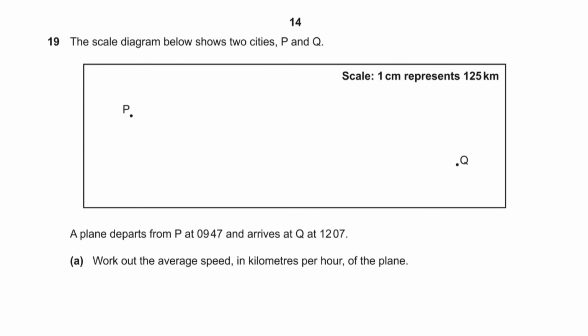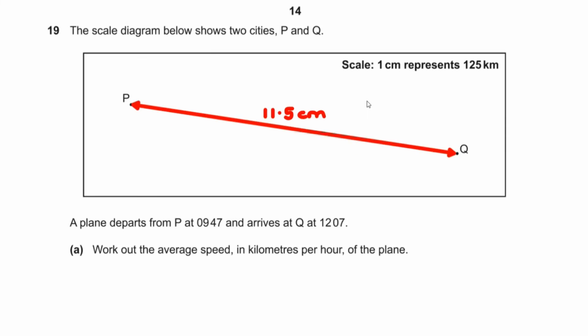Question number 19. The scale diagram below shows two cities, P and Q. We've got P and Q here. We've got the scale 1 centimeter represents 125 kilometers. A plane departs from P at 9:47 and arrives at Q at 12:07. For part A, we have to work out the average speed in kilometers per hour of the plane. So, the first thing we can do is measure what PQ is. That's 11.5 centimeters.